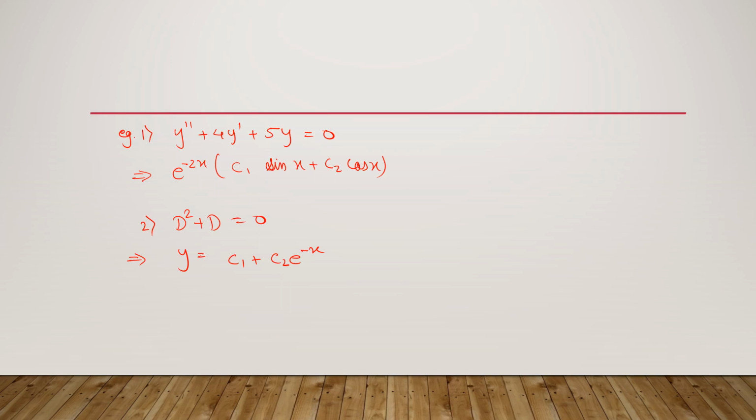Take one more example, D square plus 8D plus 16 equal to 0, and the solution for this equation is (c1 plus c2 x) e to the power minus 4x. So just try to solve these differential equations and verify your answers.